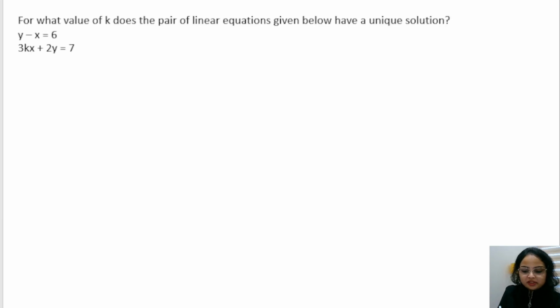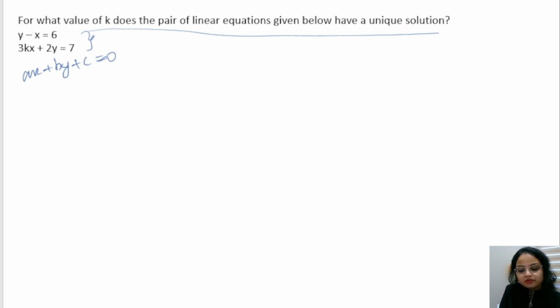We'll start. First question is, for what value of k does the pair of linear equations given below have a unique solution? These are the pair of linear equations given. We will write this in the general form. It is ax plus by plus c is equal to 0. This is the general form. So we will write these two equations. It is minus x plus y minus 6 is equal to 0. And the second equation is 3kx plus 2y minus 7 is equal to 0.